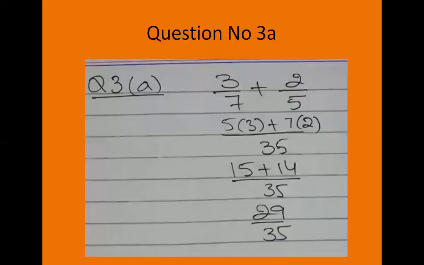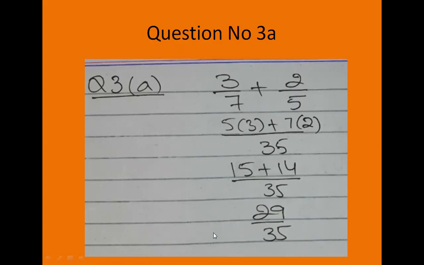So question number 3 is 3 by 7 plus 2 by 5. We will take the LCM. The LCM of 5 and 7 is 35. So divide this LCM with this denominator, you get 5, multiply that answer with this numerator. So 5 into 3. Divide this LCM with this denominator, you get 7. Multiply that number with this numerator. So you will have 7 multiply 2. So 15 plus 14 divided by 35, that's 29 by 35.